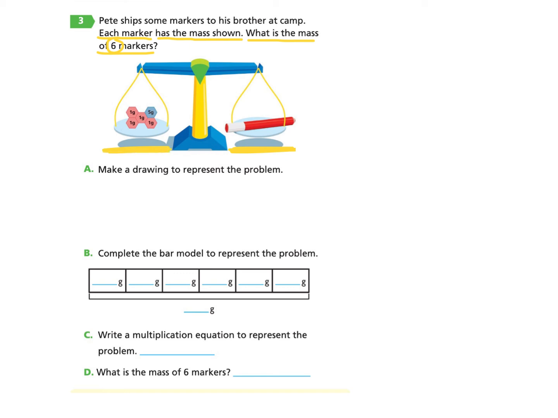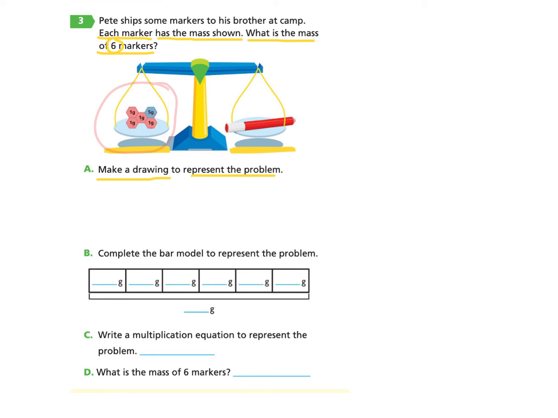So they would like us to, A, make a drawing to represent the problem. Well, I know that this is one marker, and we need to see how much that marker weighs. So we need to take a look and see how much each marker weighs. So let's take a look here. 5 grams plus 1, 2, 3, 4. So 5 plus 4 is 9 grams.